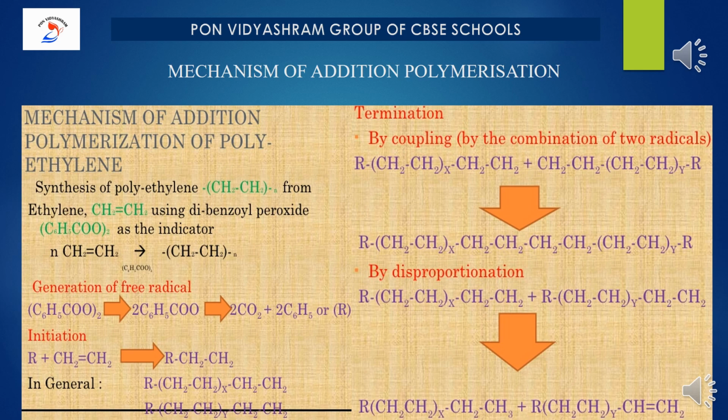Okay. So, now by coupling or by the combination of two radicals, we are going to grow the chain of the product. Okay. So, by disproportionation reaction, you could see the free radical, whatever we have taken as an initiator, is there still in the reaction. So towards the end of this termination reaction, we have to remove that free radical, which we have used as a catalyst.